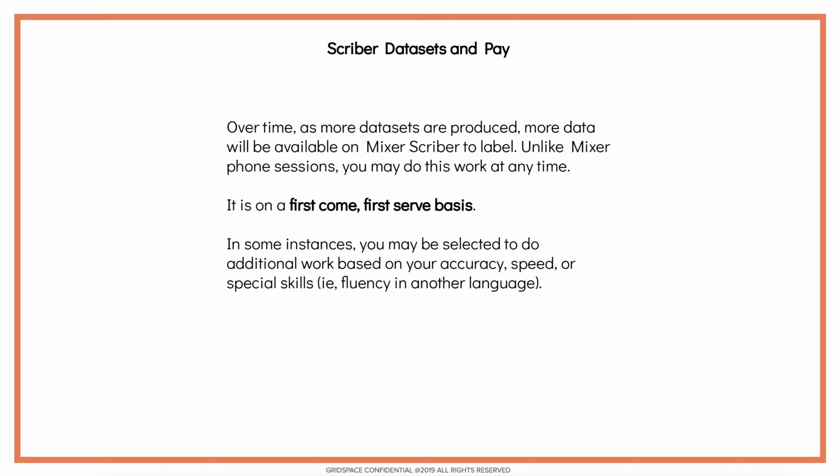As we add more data sets, more data will be available for labeling on Scriber. But unlike Mixer phone sessions, the live sessions, you'll be able to do this work at any time. However, it will be available on a first-come, first-served basis. In the future, we may also select individuals on Scriber to perform additional work based on your accuracy, speed, or other special skills that you might have.